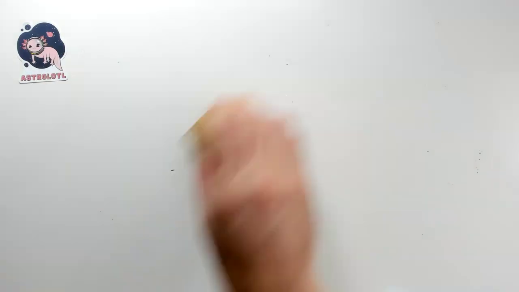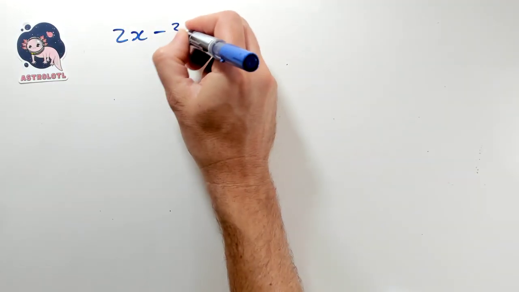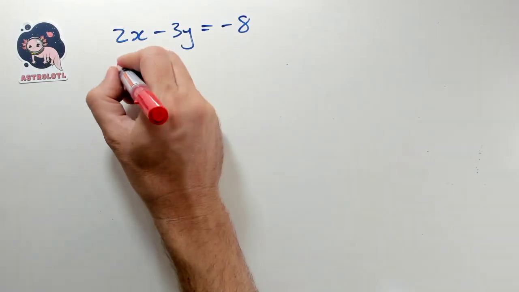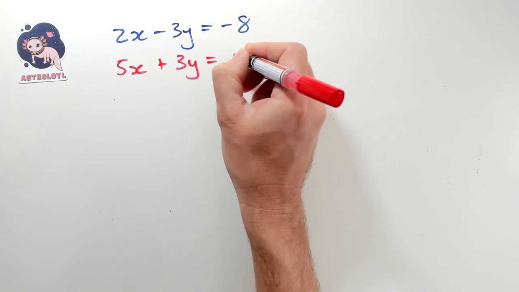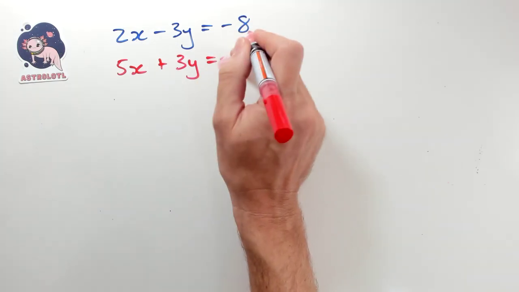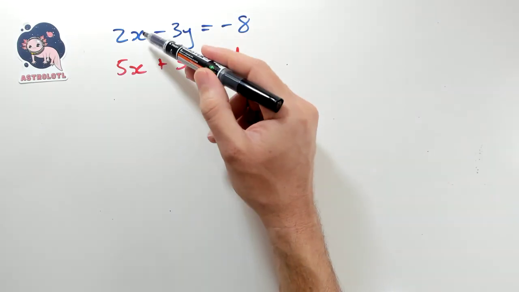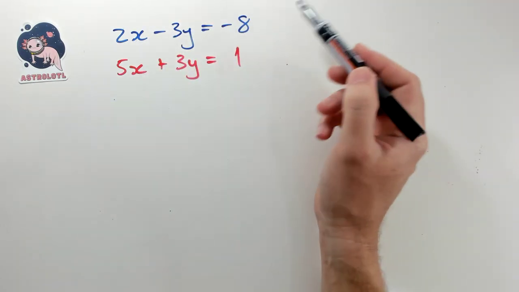Okay, let's take a look at just another example. I'm going to do a lot of examples. Obviously, repetition is how we learn and become better at math. So 2x minus 3y is negative 8, and 5x plus 3y is 1. In this example, I can see the x's are nicely lined up, and the y's and the constant numbers, so this is very nice.